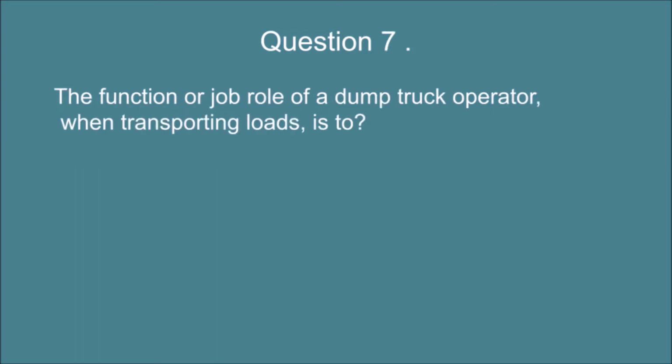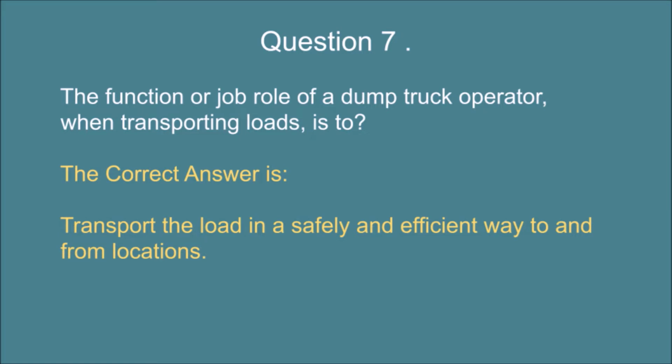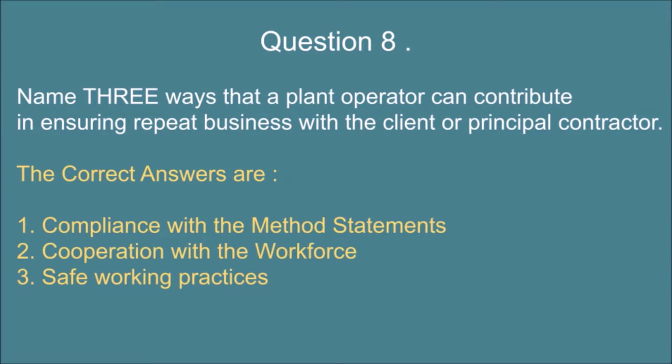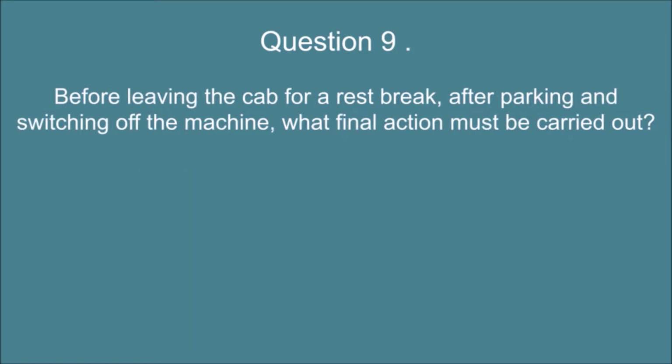Question 7. The function or job role of a dump truck operator, when transporting loads, is to. The correct answer is transport the load in a safe and efficient way to and from locations. Question 8. Name 3 ways that a plant operator can contribute in ensuring repeat business with the client or principal contractor. The correct answers are 1. Compliance with the method statements. 2. Cooperation with the workforce. 3. Safe working practices.